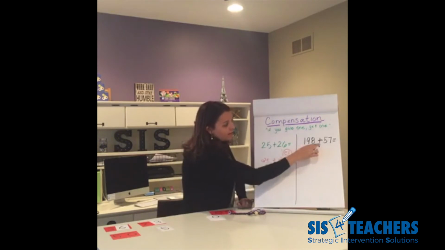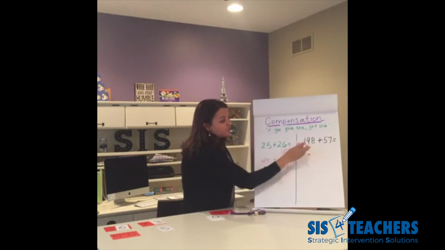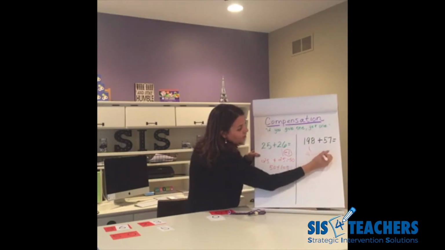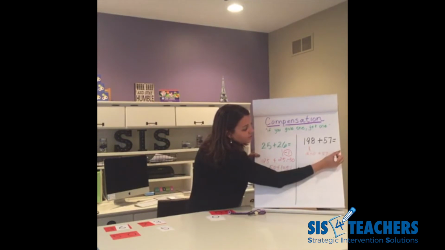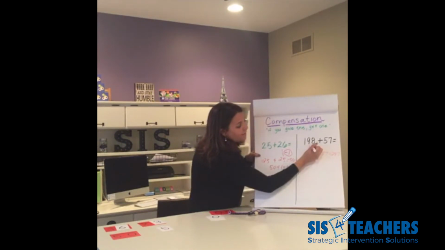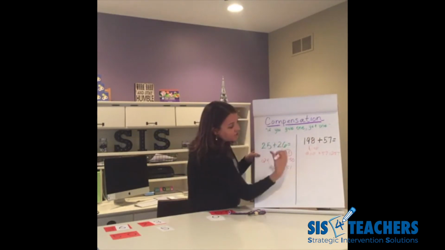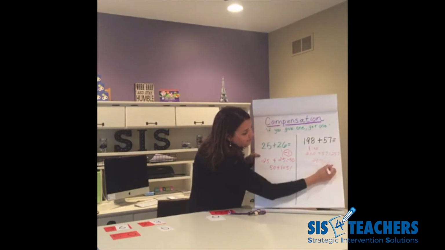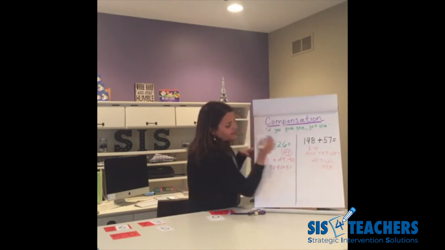If I did 198 plus 57, this is really close to 200, so I'm going to go ahead and give that a 200 plus 57 because I can mentally add that together to 257. But I actually added 2 on, so I'm going to take that 2 back off in the end. So I'm going to do my 257 minus 2 to get me my 255 when I add that together.